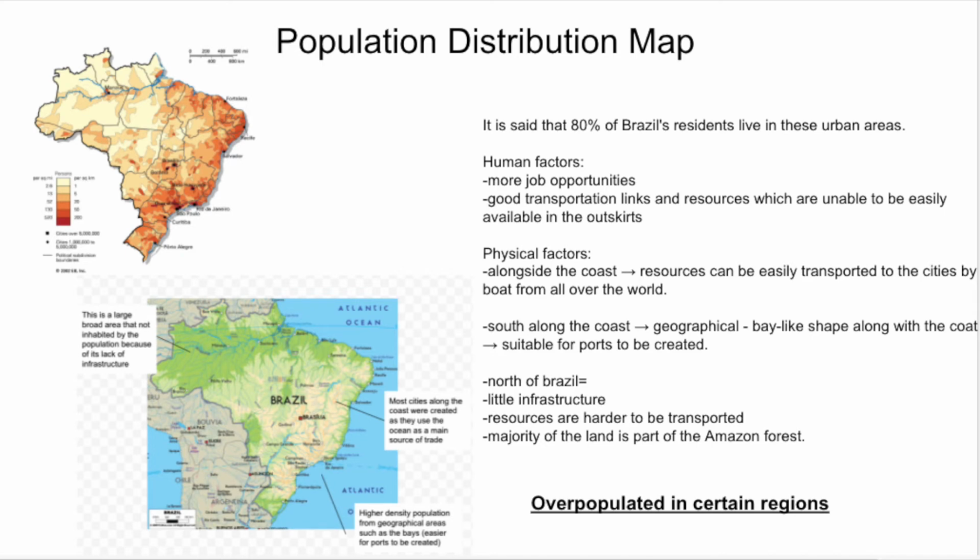Near the north of Brazil, the country has very little infrastructure, as resources are harder to transport, and the majority of the land is part of the Amazon forest. Brazil has a large population, but it's not evenly distributed.